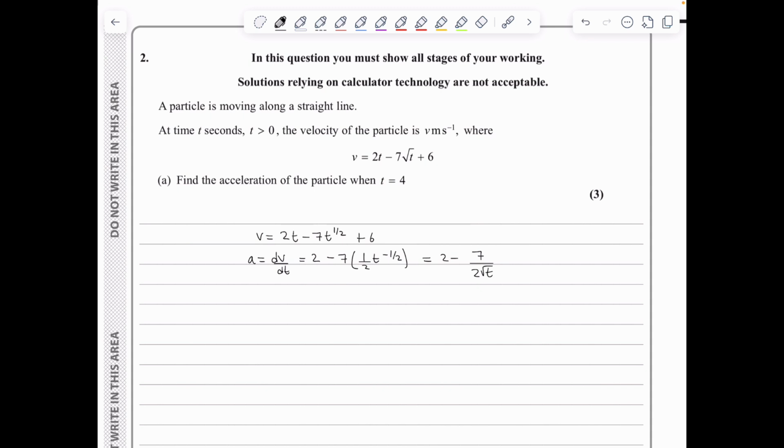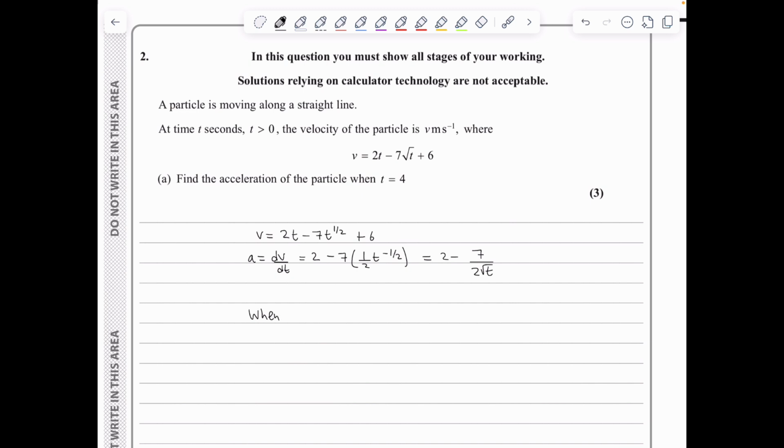Now I will proceed to evaluate this when t is 4. So I'm going to say that when t is equal to 4, the acceleration is 2 minus 7 over 2 times the root of 4. Now if I plug this on the calculator, I get an answer of 1/4 meters per square second.